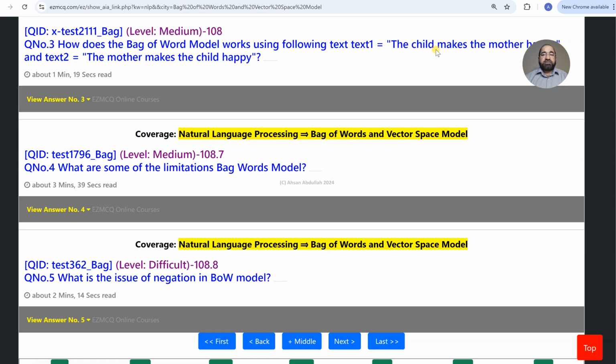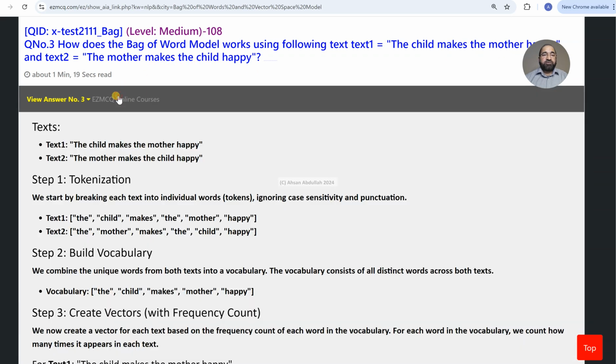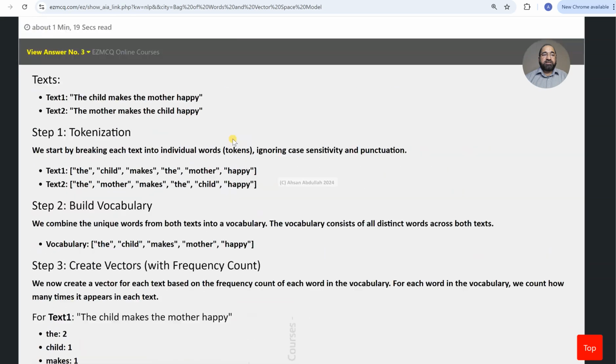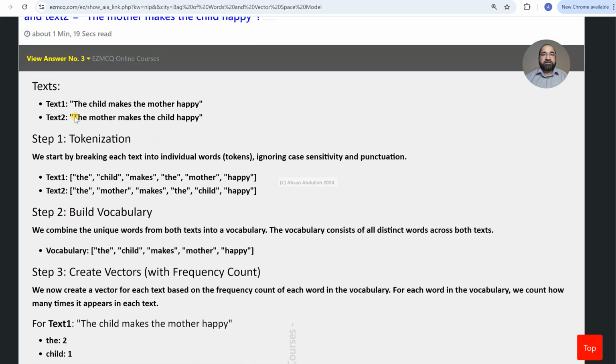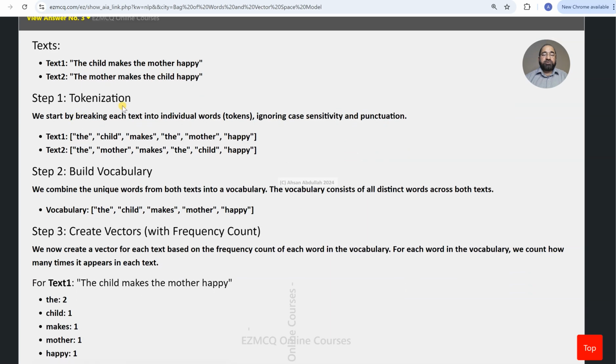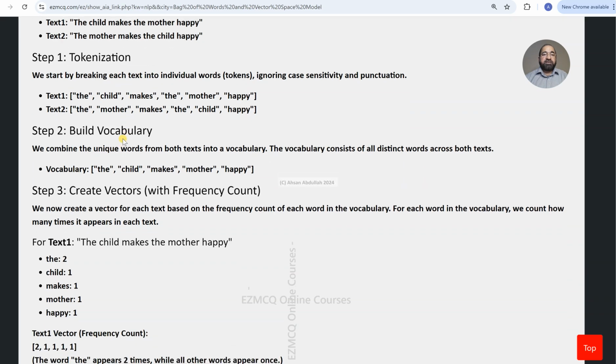So text 1 is "the child makes the mother happy", and text 2 is "the mother makes the child happy". If you look at the working, these are the two texts we were referring to, and we perform the tokenization. We break the text into single words, which in this case is a unigram, and then we build the vocabulary.